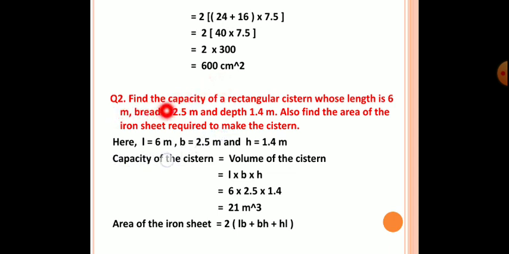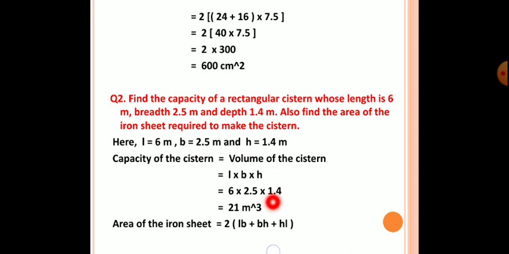Question number 2. Find the capacity of a rectangular cistern whose length is 6 meter, breadth is 2.5 meter and depth is 1.4 meter. Also find the area of the iron sheet required to make the cistern. Here L is equal to 6 meter, B is equal to 2.5 meter and H is equal to 1.4 meter. Capacity of the cistern means the volume of the cistern, that is length into breadth into height. So 6 into 2.5 into 1.4, that is 21 meter cube.